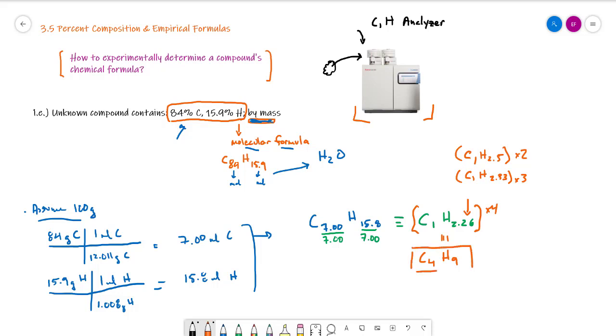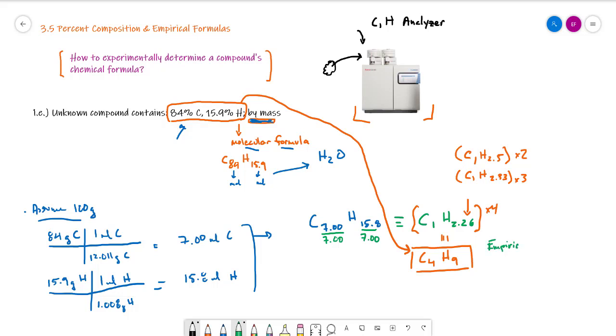So in this case, what we've just deduced, if we go all the way back to our original data, is that the simplest molar relationship between carbon and hydrogen in this molecule is 4 to 9, C4H9. This is not necessarily the final molecular formula. It's close, but we call this the empirical formula.